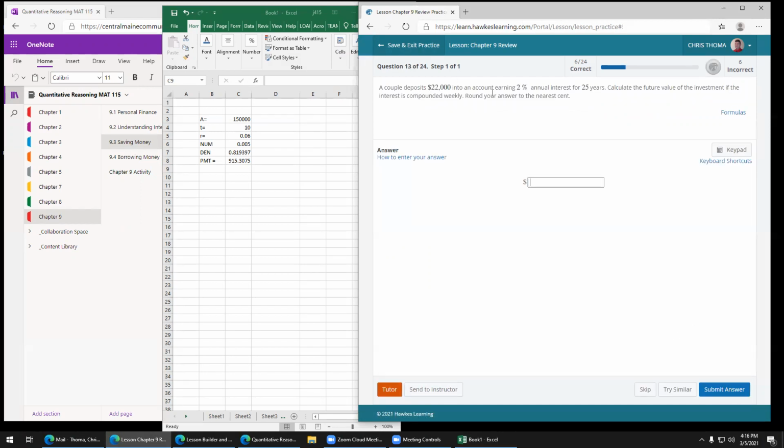A couple deposits 22,000 in an account. Here's another future value. I think we've done a couple of these. Be careful, this is a weekly problem. There are 52 weeks in a year, so instead of n being 12, n is going to be 52. But we've done a future value.